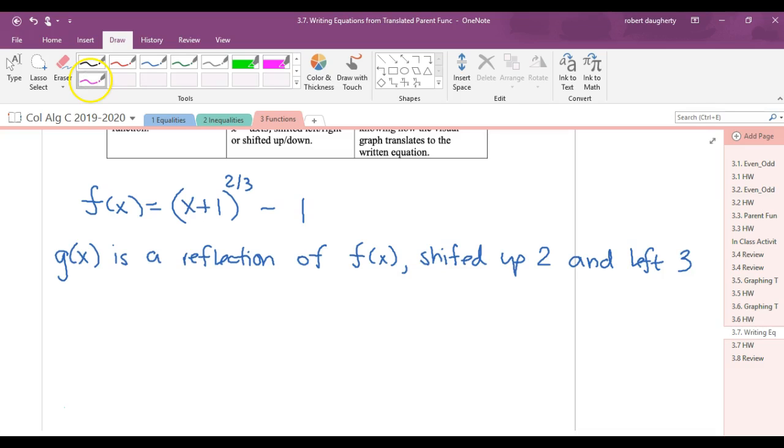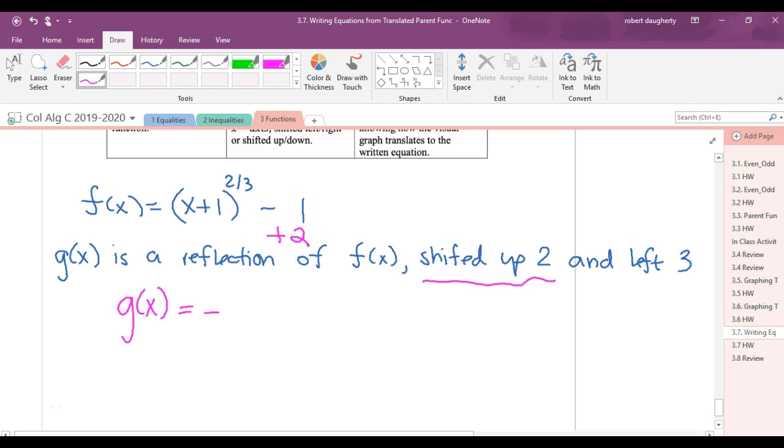Okay, so g of x, if it's a reflection and this is positive, what am I going to be starting out with? A negative. Okay, now let's look at something. How do I shift something up 2? What do I do to shift something up 2? Do I add 2, subtract? Where do I add the 2? At the end of it. So I need to shift this up 2.